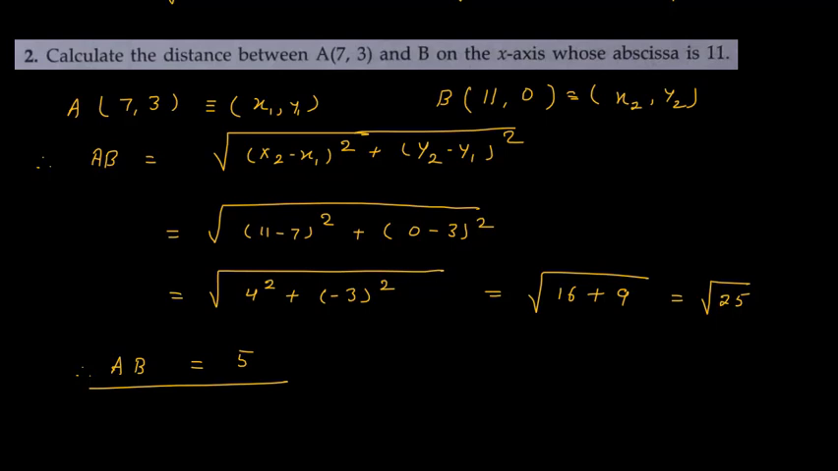So distance AB is 5. Now it is length, so it must have some unit. If nothing is given, you can consider as units. We write units. Okay. So always for distance you write units. If area, you write square units, like that, if units are not defined.